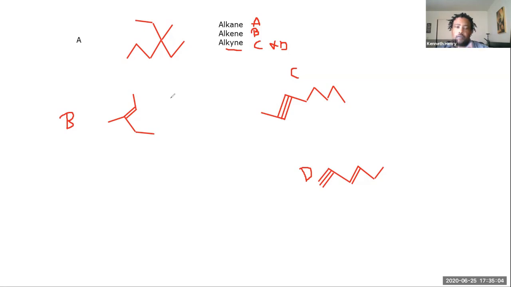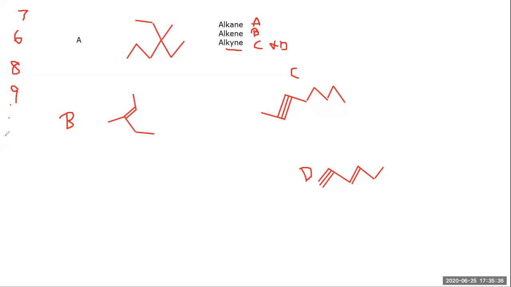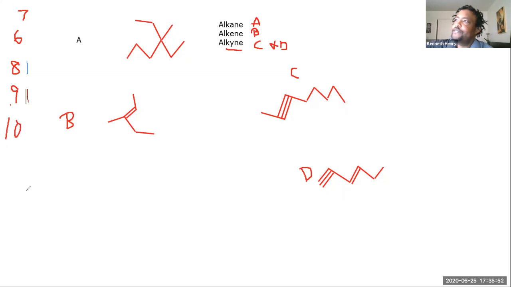Okay, now my next question. How many carbons do I have in A? I'll give you options: 8, 9. So put your numbers where you think they're at. 1, 2, 3, 4, 5, 6, 7, 8. I put 9. You want us to mark where we think it's at? That's right.